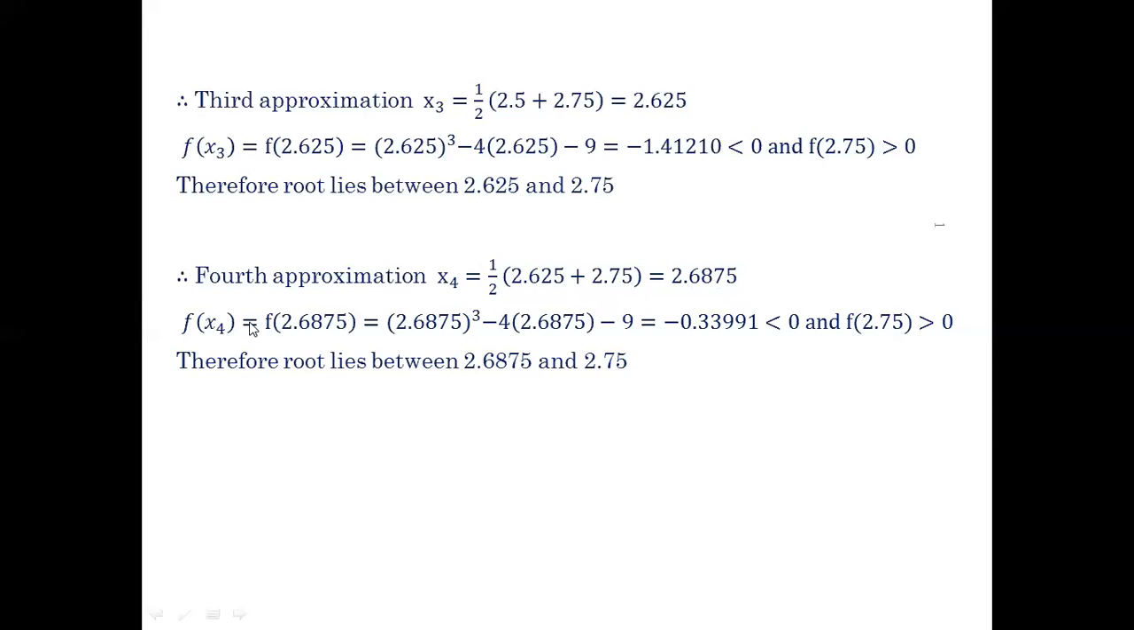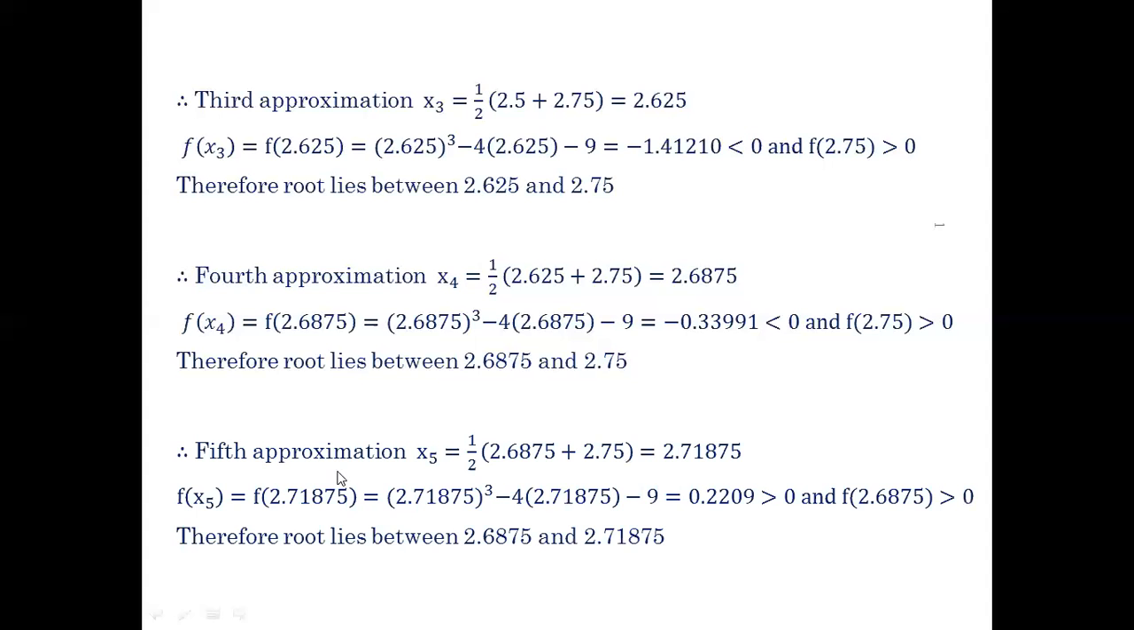Then you find f(x4). x4 equals 2.6875. Substitute in x cubed minus 4x minus 9. That is 2.6875 cubed minus 4 into 2.6875 minus 9. After simplification, we get minus 0.33991, which is a negative less than 0. And f(2.75) is positive, greater than 0. Therefore, the root lies between 2.6875 and 2.75. Therefore, the fifth approximation x5 equals 1 by 2 (a plus b), that is (2.6875 plus 2.75) by 2 equals 2.71875.